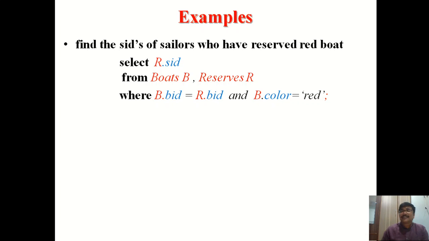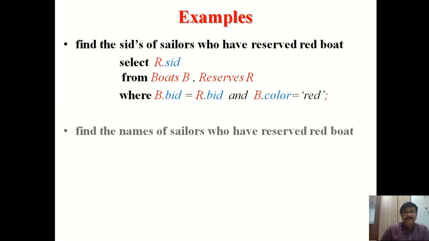And what is the main condition here? The boat color should be red, so B.color equals red. This is the way we can write the query: select R.SID from boats B, reserves R. Here we are joining two relations, so we write one join condition, B.BID equals R.BID. And the color we need is red, so B.color equals red. This query gives the output of SIDs who reserved a red boat.